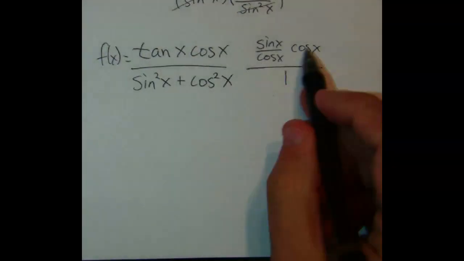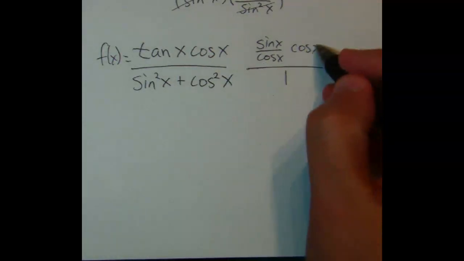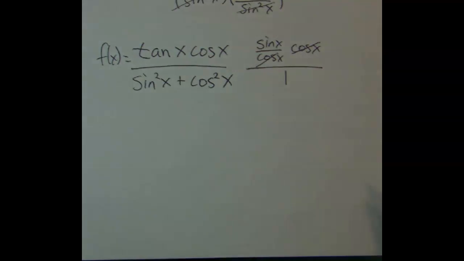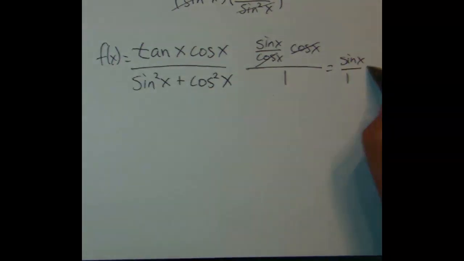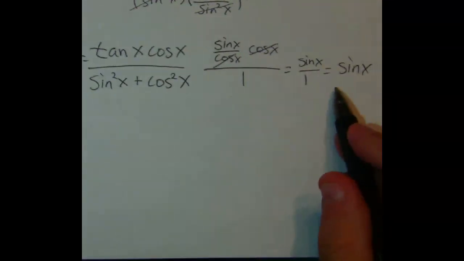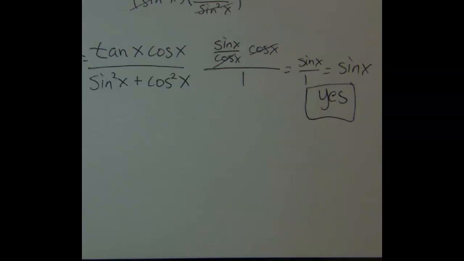Now, look what happens here. We have a cosine x and a cosine x that cancels each other out. So that gives you sine x over 1 or sine x, and that's what we want. We want sine x as an answer, so we would mark yes. Sine x is a function. Alright, so there you go, and just simply mark yes or no for each question.